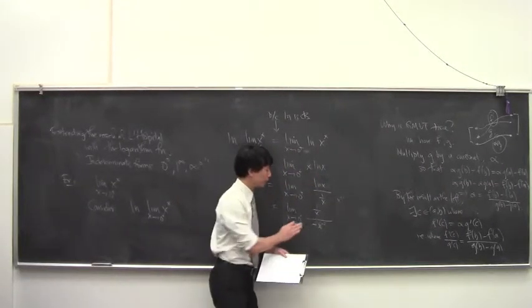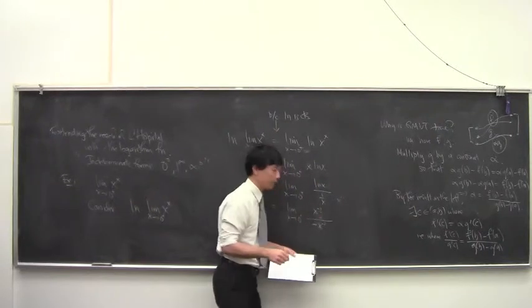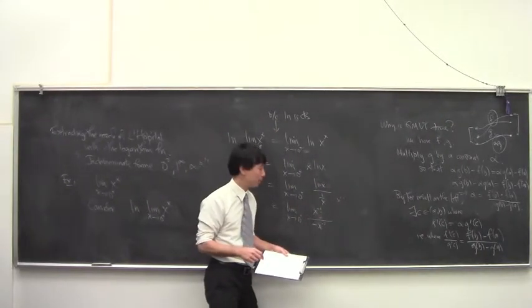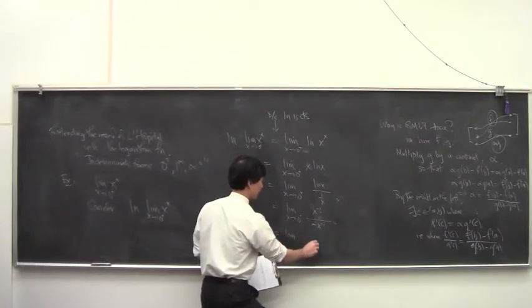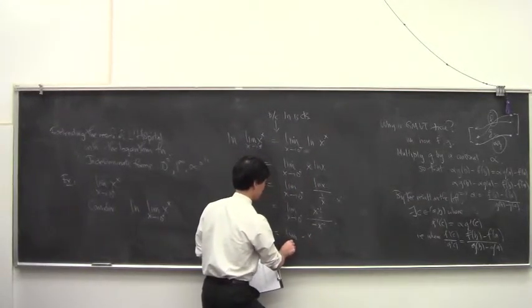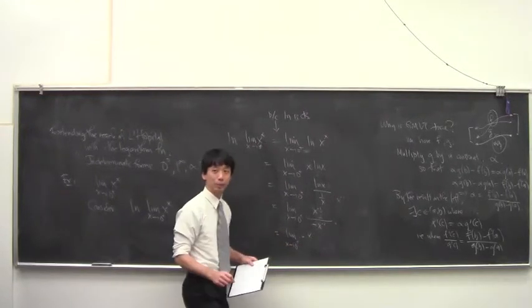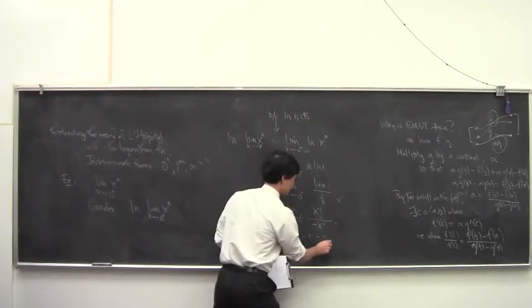Right. Okay, so we have x to the negative 1 on the top, x to the negative 2 on the bottom, right? So that's the same thing as negative x as x goes to 0 from the plus side, right? And so it's going to be 0.